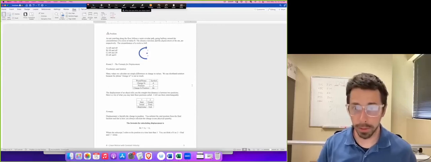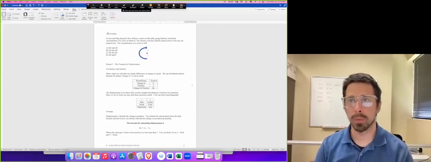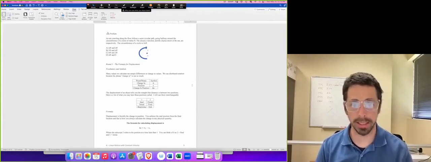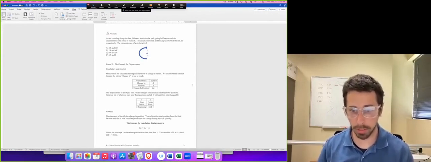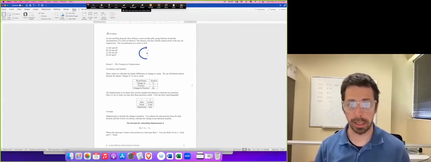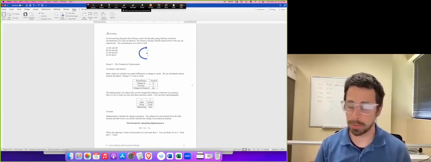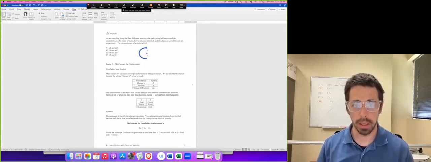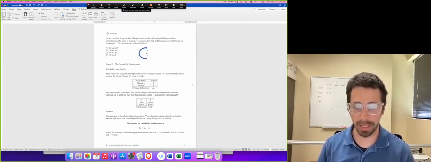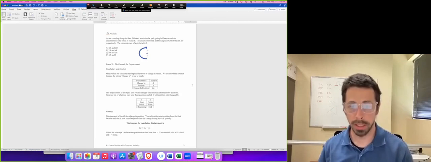All right, so round two was more of a conceptual look at distance and displacement. Round three is going to be a little bit more formula-like, looking at displacement in particular, right? And then we'll do a couple problems at the end to help hammer home that difference between displacement and distance.